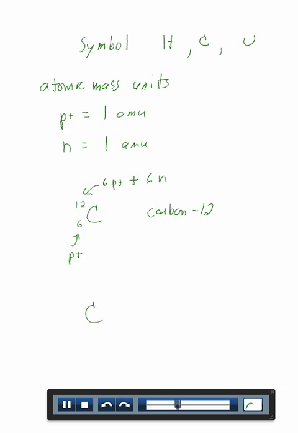Carbon-13 would have the symbol like this, and carbon-14 would have this symbol. A quick shorthand way of identifying the element and the number of neutrons present in the nucleus for the various isotopes.